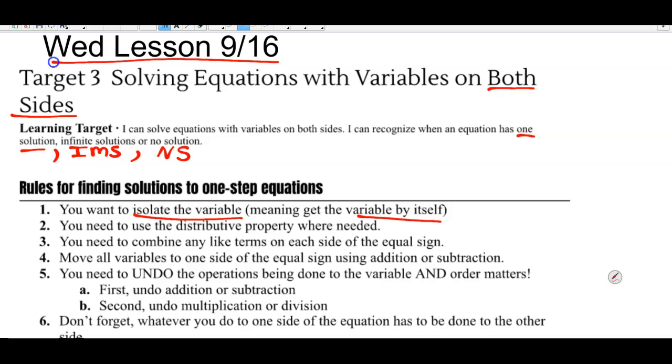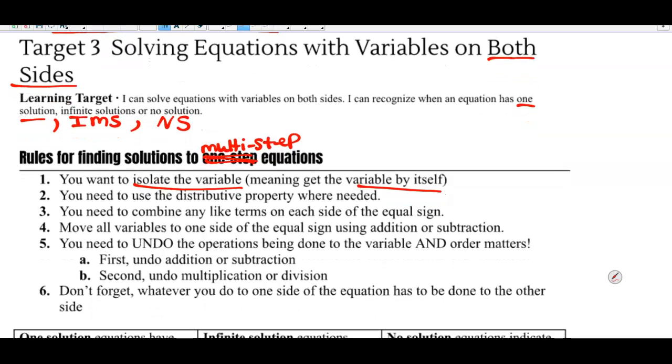But when we do solve one or two-step or multi-step, so this says one-step equations, this should actually just say multi-step, although it's all different equations. Our first goal is always to get the variable by itself. So most important, and this is what we've been learning, we already know.